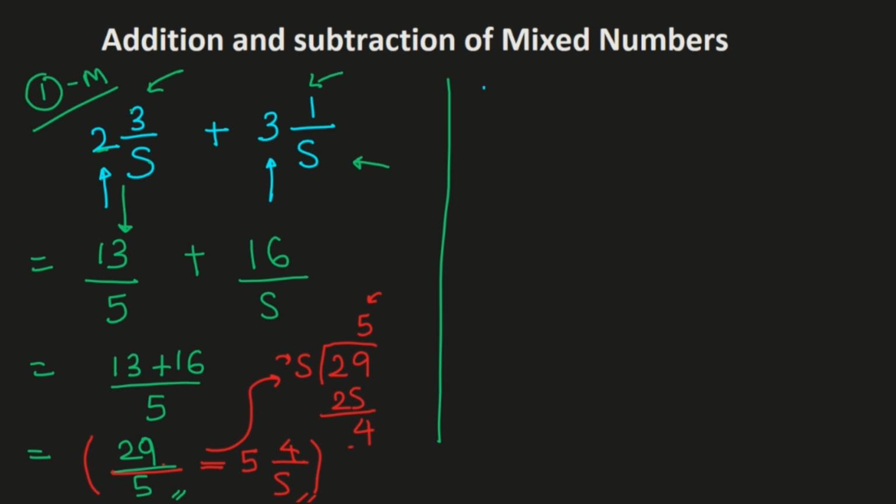What's the question? So I'm trying to discuss the second method. The question is 2 and 3 upon 5 plus 3 and 1 upon 5.